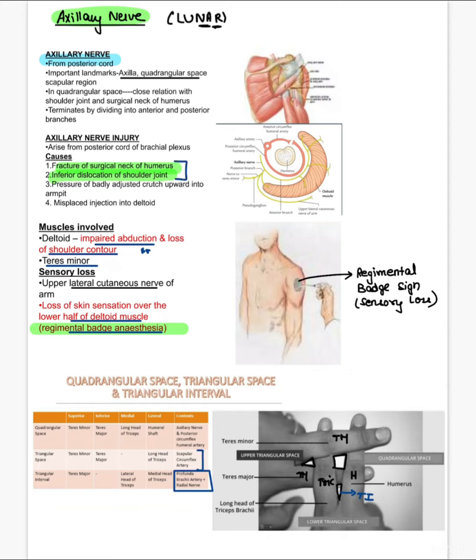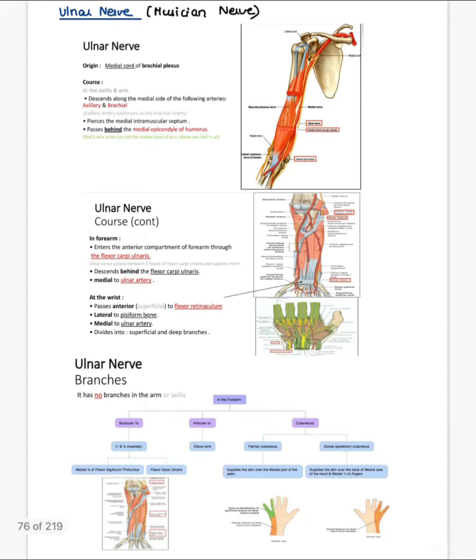Very easy, guys. This is common in fracture of the surgical neck of the humerus and dislocation of the shoulder joint. So these are the reasons where you see axillary nerve injury.